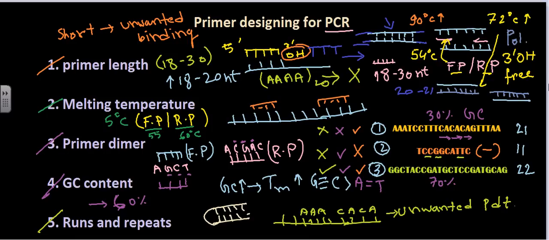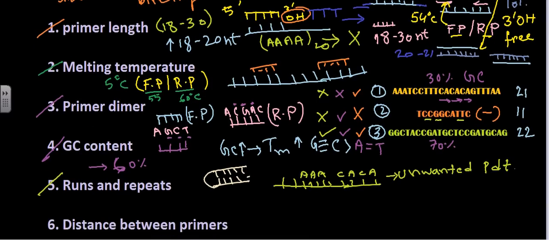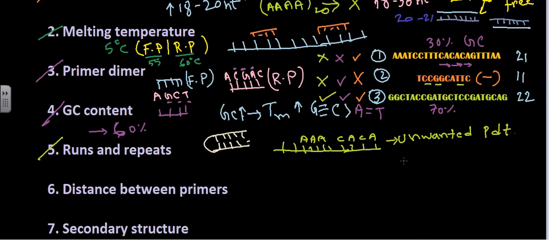So now let's talk about the last two parameters, and here it is, the distance between the primers. This is also a very important and key point. Now what do we mean by the distance between the primers? That means obviously the length of the DNA sequence we want to amplify.